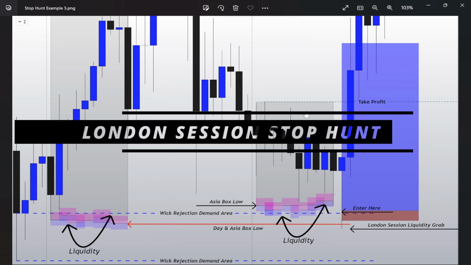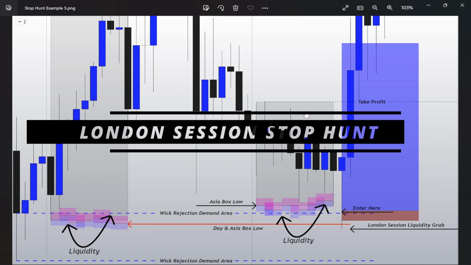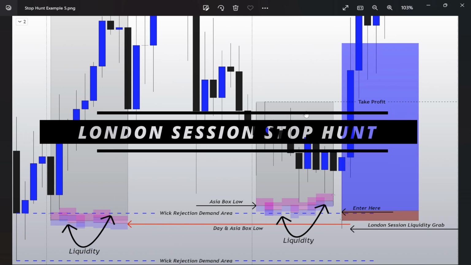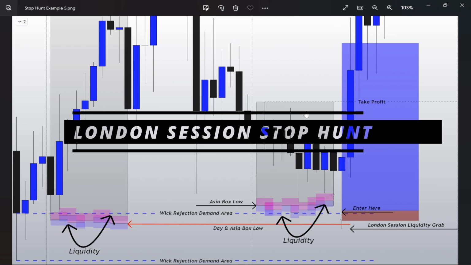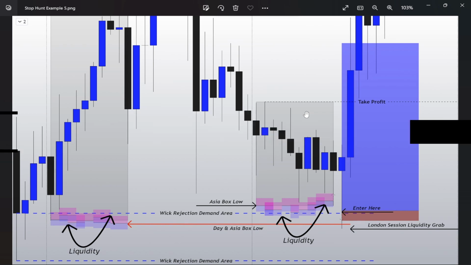In today's video, I'm going to be going over an example of a stop hunt that occurred during the London session. And without further ado, let's do this.